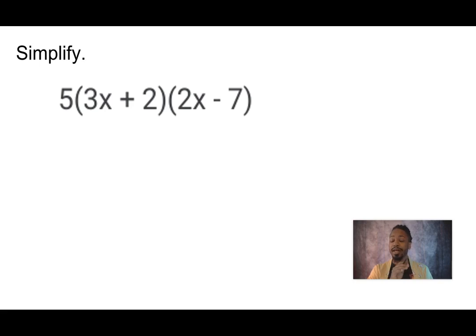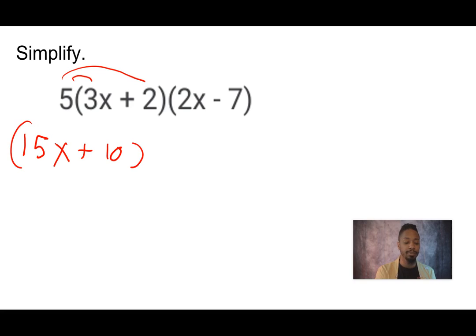Sometimes we need to multiply twice. We take this 5, we multiply by everything in this set of parentheses, and we get 15x plus 10. Bring down the other one. Now we can just multiply these together to get our solution. That's all we got to do is multiply these together.